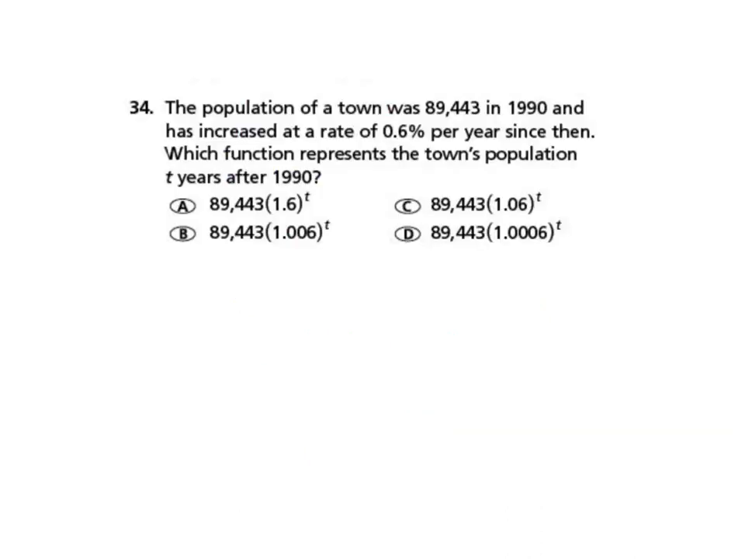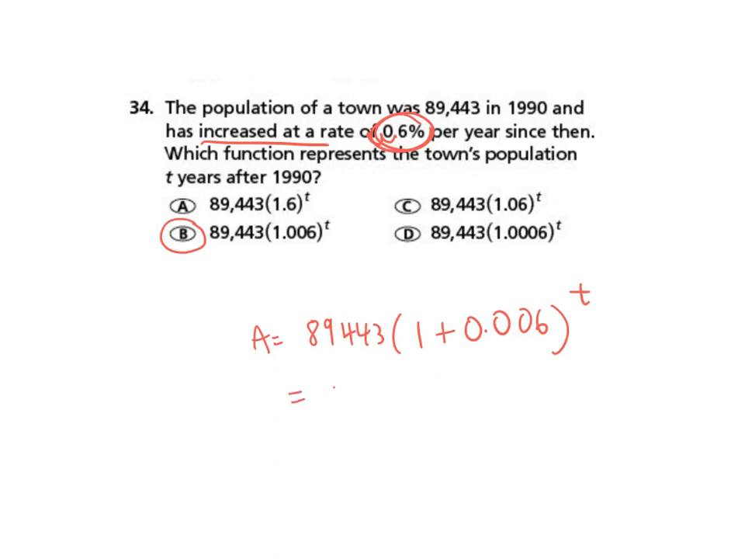The correct answer for this problem is B. You start with 89,443. You increase, so it's plus, and right here, remember you have to change the percent into a decimal format. So it's going to be 0.006 to the t, which when simplified is 1.006 to the t. So it's going to be B.